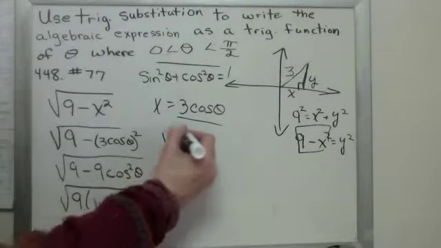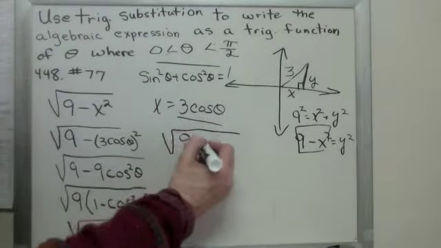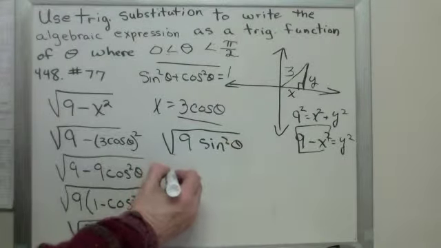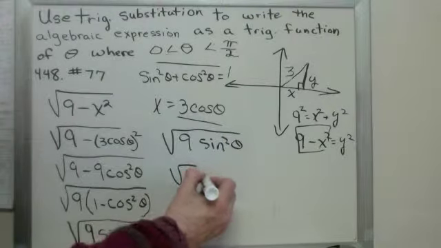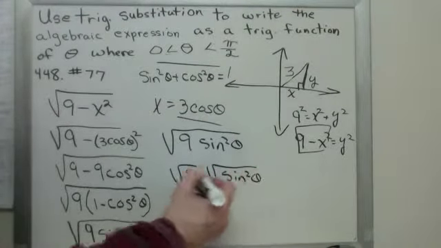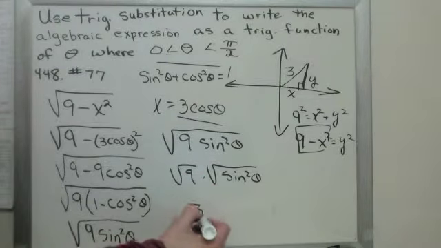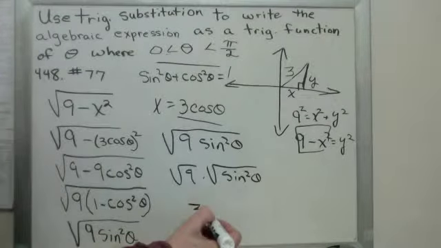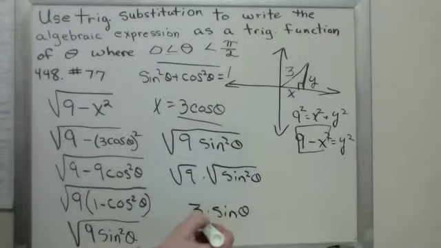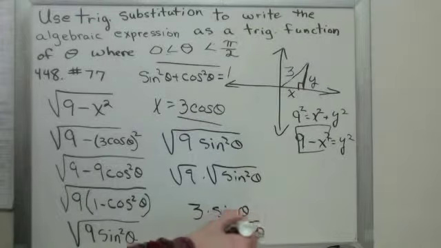Let me write it up here one more time. So square root of 9 sine squared theta is really the square root of 9 times the square root of sine squared theta. What's the square root of 9? Hope you said 3. What's the square root of sine squared? Sine. So 3 times sine theta. 3 sine theta. And there's your answer.